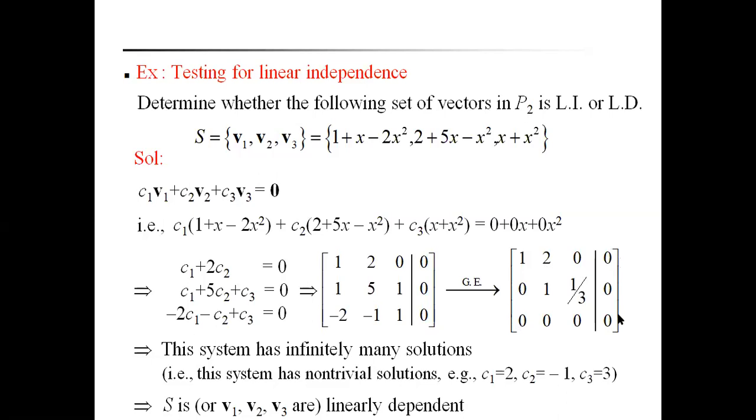That means, from the matrix properties, this system has infinitely many solutions. We take C3 equal to t, then C2 gets some value, and C1 gets some value. By taking any number of t values, we get any number of constant values. That's why this system has infinitely many solutions.